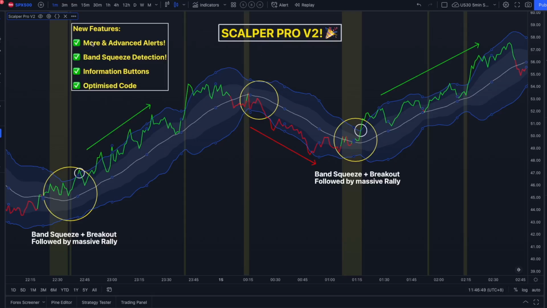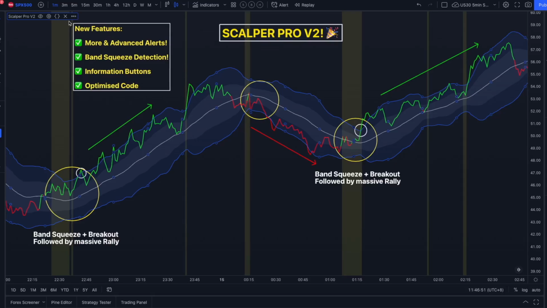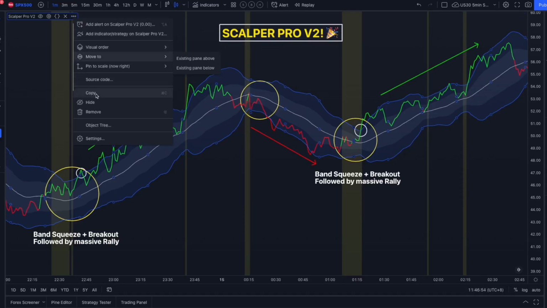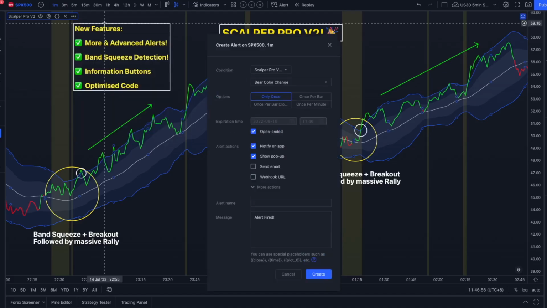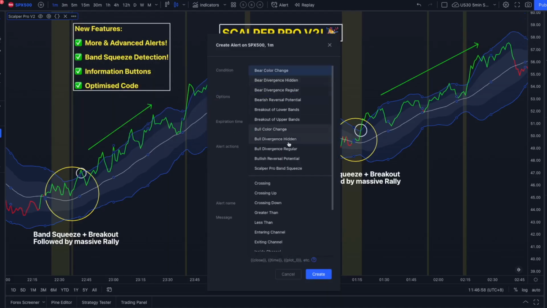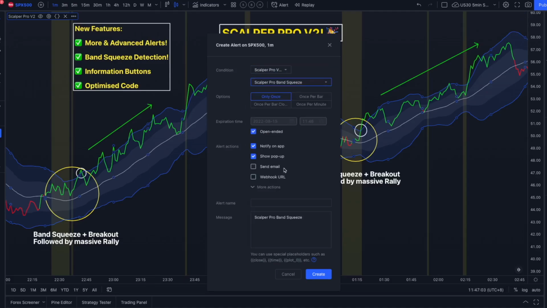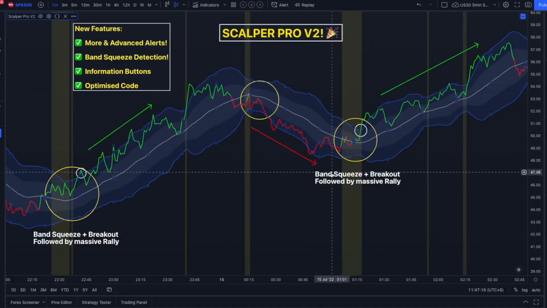The first feature is more advanced alerts. If you click on those three dots up here, you can simply click on Add Alert here at the top. You can select one out of all those alerts, for example now also the Scalper Pro Band Squeeze. Click on it, give it a name, call it Band Squeeze, and the pair you're looking at, for example here SPX 500. And you can select any of those settings here and create the alert, and every time a band squeeze is detected now, you will receive an alert from TradingView.